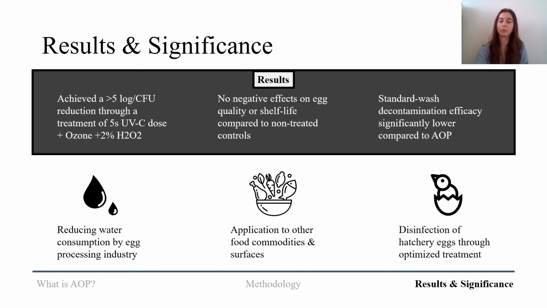By applying AOP in the egg processing industry, water consumption can be greatly reduced as the technology does not utilize any water. In addition, AOP technology can be further applied to disinfect other food commodities, surfaces, and holds potential to combat avian flu. To supplement this research and further combat the prevalence of salmonella in Ontario's poultry industry, trials investigating the application of the technology in hatchery eggs is currently in progress.